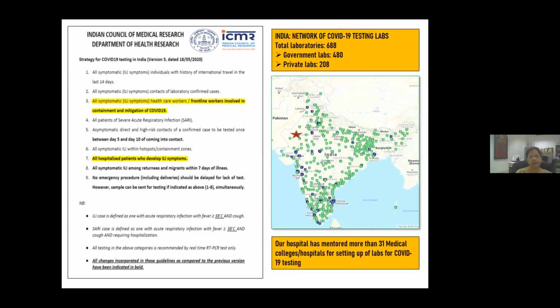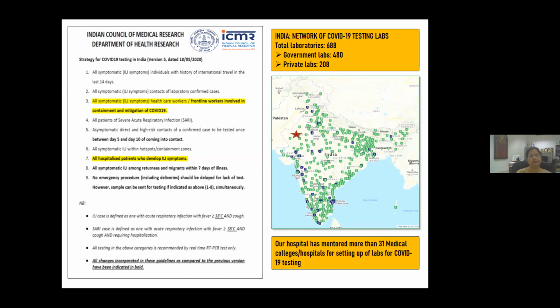Since the onset of the pandemic, the Government of India has created a network of COVID-19 testing laboratories throughout the country. Our institute is one of the mentors for establishing and initiating the COVID testing laboratories in the parent state, Rajasthan, and neighboring states. This is the national testing strategy in India. Point number 2, all symptomatic ILI symptoms, contacts of laboratory confirmed cases. Point number 3, all symptomatic ILI symptoms, healthcare workers, frontline workers involved in containment and mitigation of COVID.